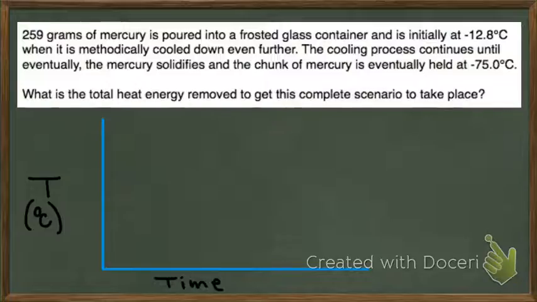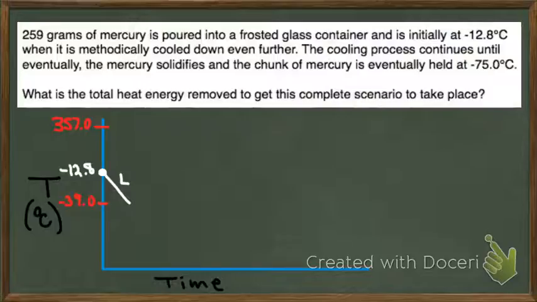So I've drawn in my axes, temperature up on the y-axis, time on the x-axis. I then want to put in the key landmarks. In this case, since it's mercury, I'm putting in the boiling point, 357 degrees, and the melting point, negative 39 degrees. I then go back into my problem and look at where we're starting off. This sample of mercury is starting off at negative 12.8 degrees, which puts it above the melting point. So it's already melted, it's a liquid.